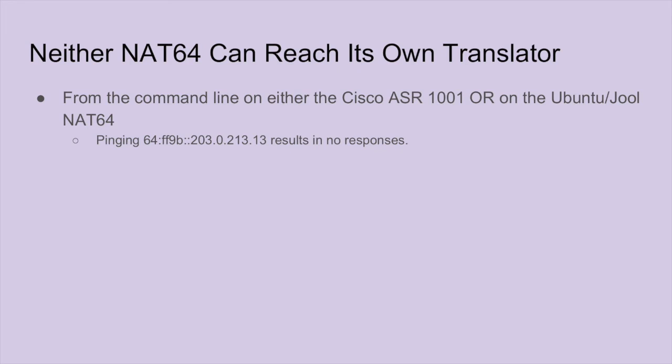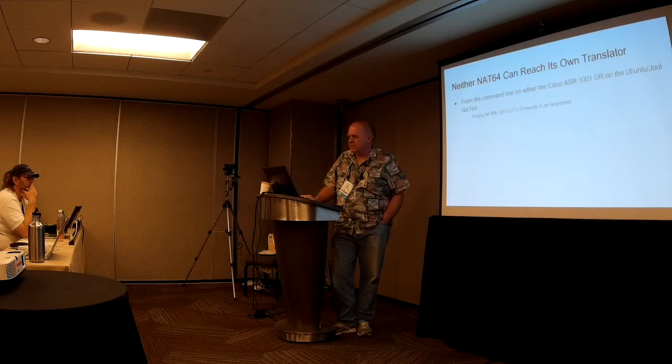So neither NAT64, neither the Cisco nor the Jool, can reach itself. So you go to the agent on the box and say ping 64:ff9b, blah, blah, blah, and it won't know what you're asking it to do. So you've got to route the packet into it from outside, and then it translates. So then that makes you deploy more boxes.